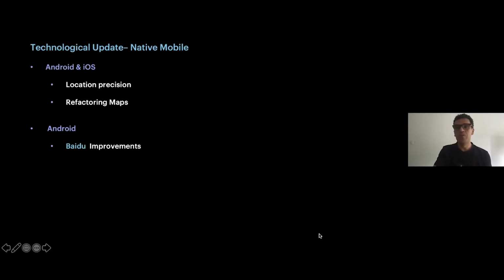We also updated the Baidu maps. We improved them both for precision in Android and in web servers. Baidu, for those of you who do not know, is a map provider for China. And then at the server level, we also updated the geography functions and we optimized them.